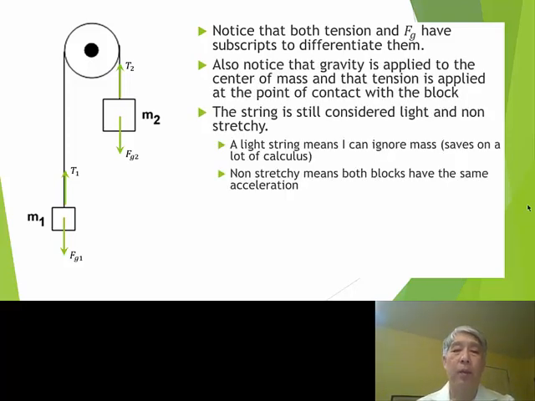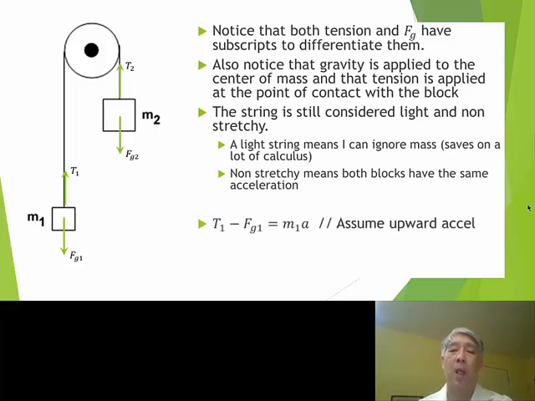A couple of other points. The string is still considered light and non-stretchy. If the string has mass, like if it was a chain or a rope, we will have to deal with the fact that the mass changes as the amount of string on each side changes. Basically, this means you can ignore that and save a lot of calculus calculations. A non-stretchy string basically means that both blocks will have the same acceleration.